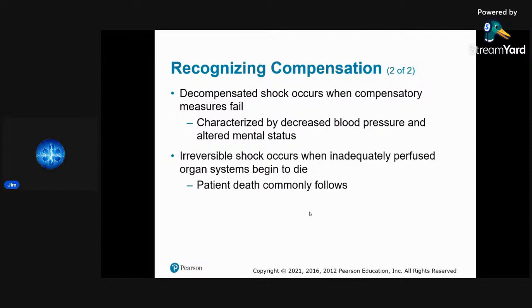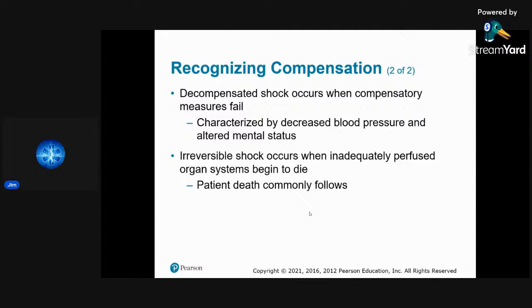Decompensating shock occurs when the compensating measures fail, right? Your body can no longer compensate for some reason. It's characterized by decreased blood pressure and altered mental status because their brain's not getting perfused. So the first thing you're going to become is altered. But the big sign that you're moving from a compensating state to decompensating shock is the blood pressure is going to start dropping.